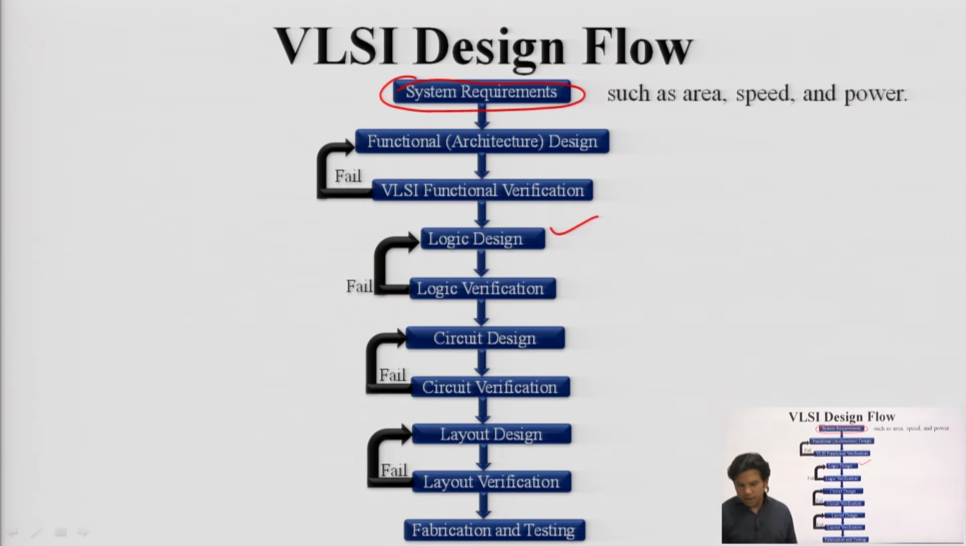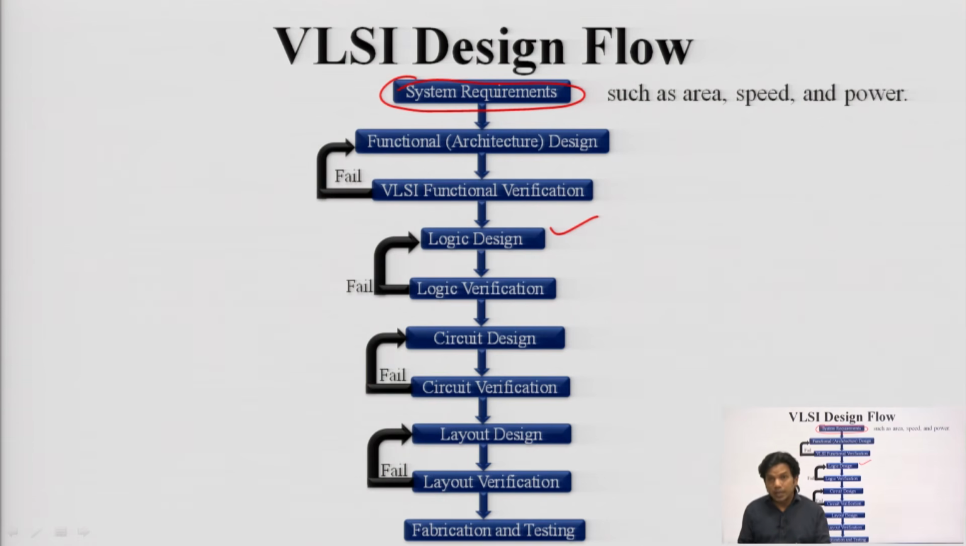Then you have to go for the circuit level design. Once the circuit level design is done by means of either Cadence software or Synopsys software, you again go for the verification. If the requirement is met, then you can go forward, otherwise you have to repeat those steps. Then once all these steps are verified, you go for the actual layout design.